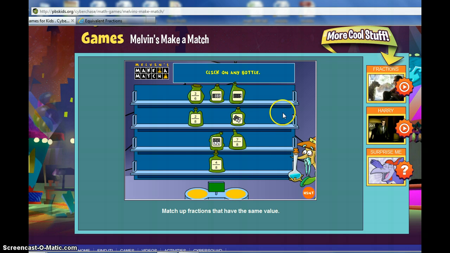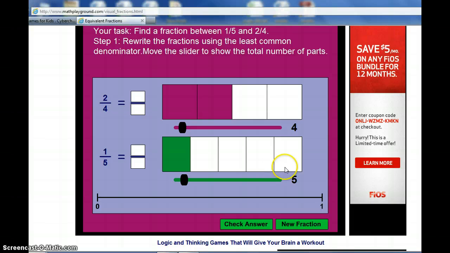Okay, so you could go and play that if you like, Melvin's Make a Match, on the Cyberchase site. I want to show you another one, so I'm going to pause for a second. This is on the mathplayground.com site, and I think I also have that because I had you do the prime factorizations last time. So this is the equivalent fractions game, I guess.